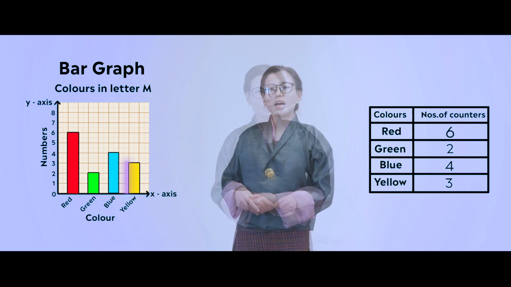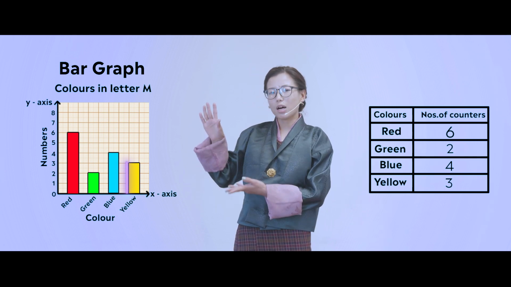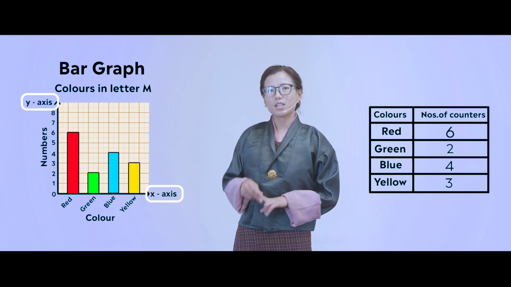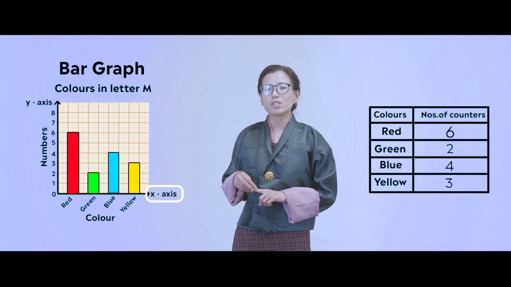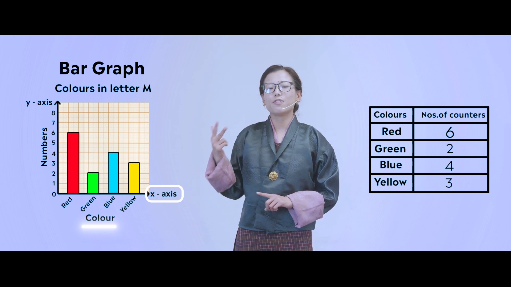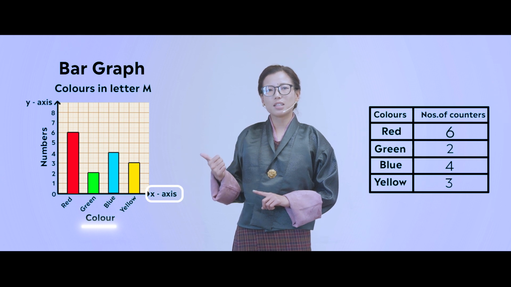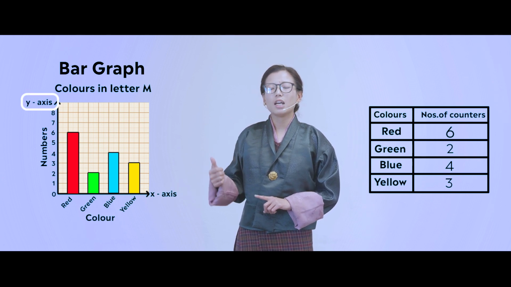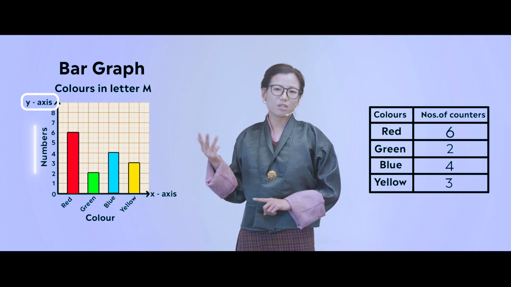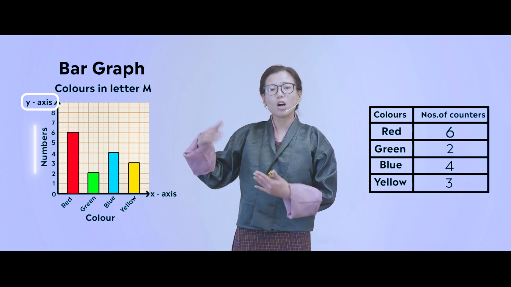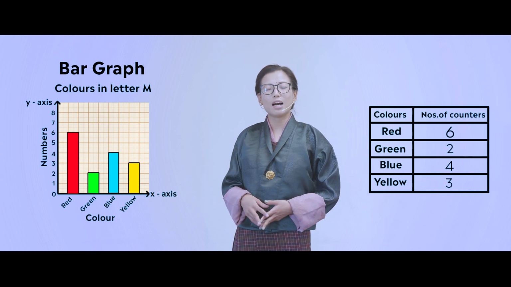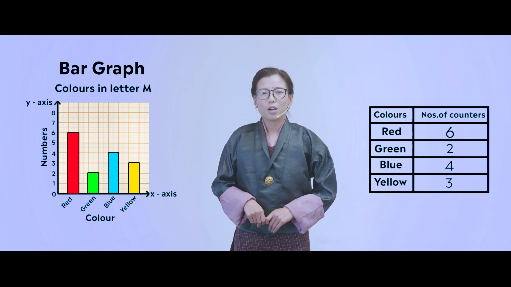yellow counters. Unlike the pictograph, in bar graph you have two axes, the x-axis and the y-axis. The x-axis carries informations like color, days, months, which are fixed. Okay, and the y-axis carries informations like numbers, temperature, precipitation amount, etc., which are variable. That means along the y-axis you will have the variable information, and in the x-axis you will have the fixed information.